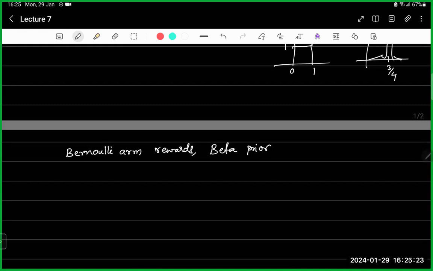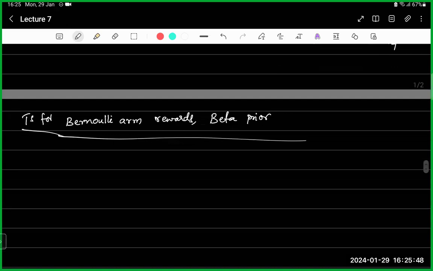Thompson sampling for Bernoulli arm rewards with beta prior. Okay, I'll tell you what a beta prior is. If you know that the arms are Bernoulli rewards, then we can do this calculation. Okay. So maybe before I describe the actual algorithm, let's do a small calculation to get a feel of this.